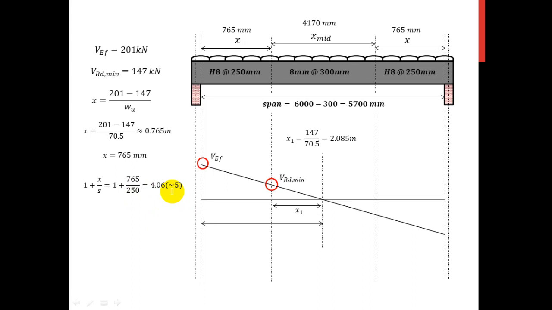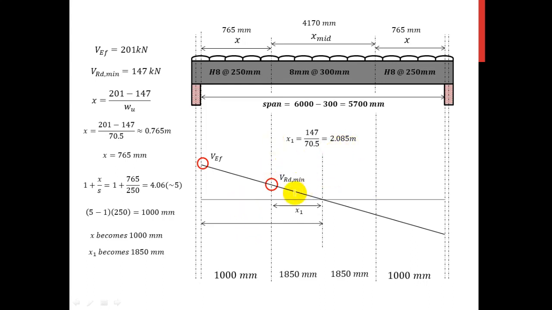This will lead to a change in the distance X. So what was 765 millimeter is now 1 meter. So X becomes 1 meter, 1000 millimeter, and this would also mean a reduction in the X mid. So half of it becomes 1850 millimeter instead of being 2.085 meters. I can also tell how many stirrups to fit in the midspan. That is simply 7, just the same procedure as what we did previously. So this is going to be a total of 14 stirrups at the midspan.